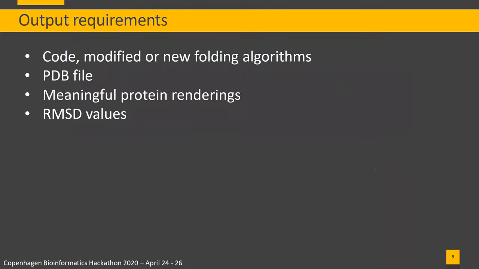What we were looking for in this challenge is not a perfect predictor. We're more interested in coming up with new innovative ways that can actually predict structures. This could be new designs of neural networks, new designs of all types of machine learning algorithms, whatever you can come up with. Performance is not so important. Originality is what we're looking for here.